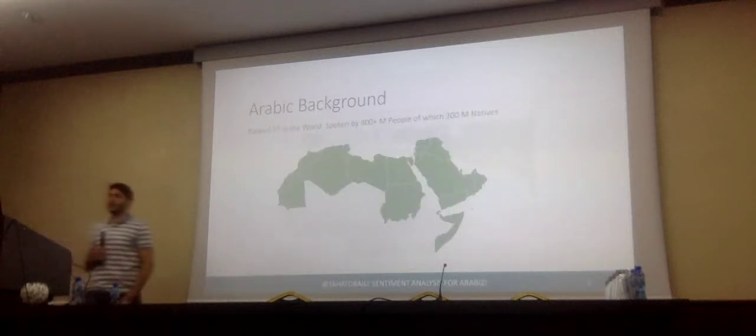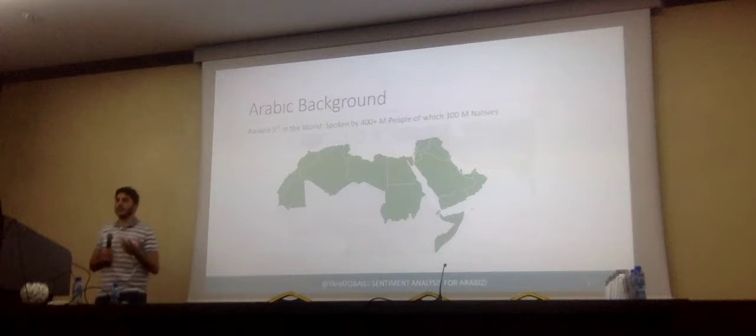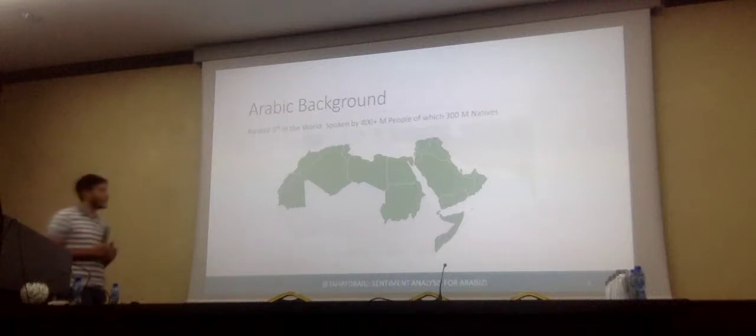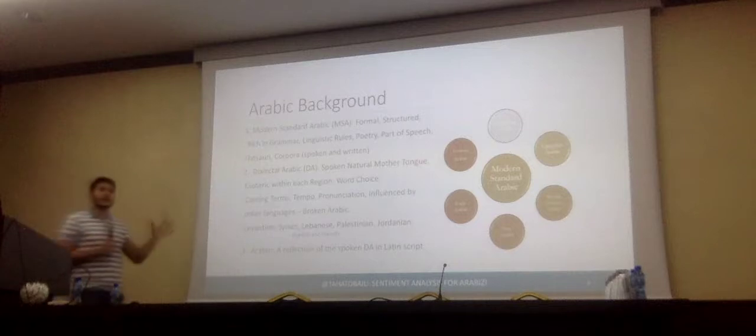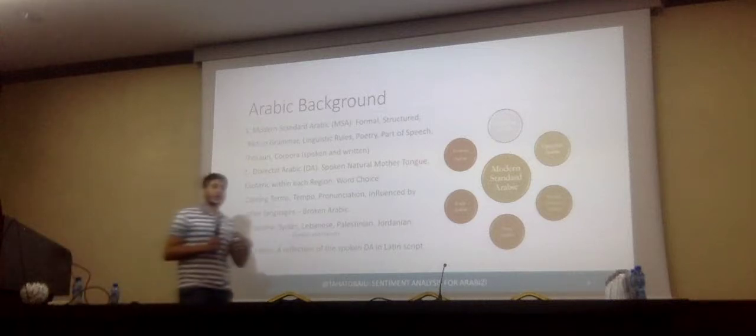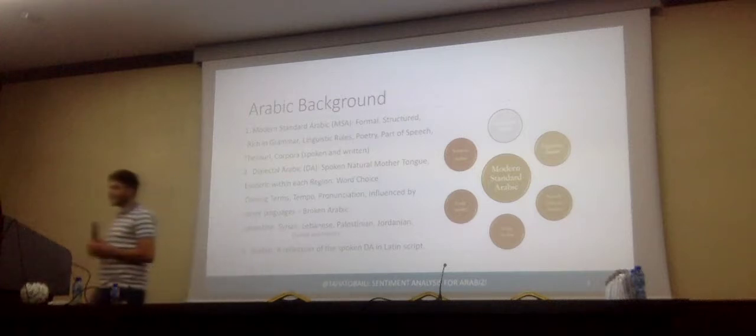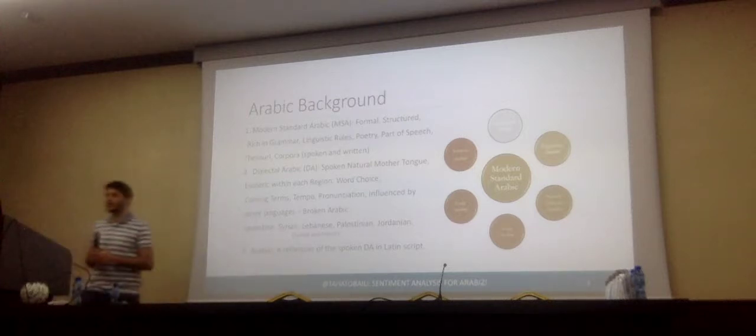Okay, a bit about Arabic. It's ranked the 5th most spoken language in the world. It's spoken by over 400 million people. However, it's not one language for all, because there are a lot of varieties of Arabic, right? So basically it's divided into these categories.